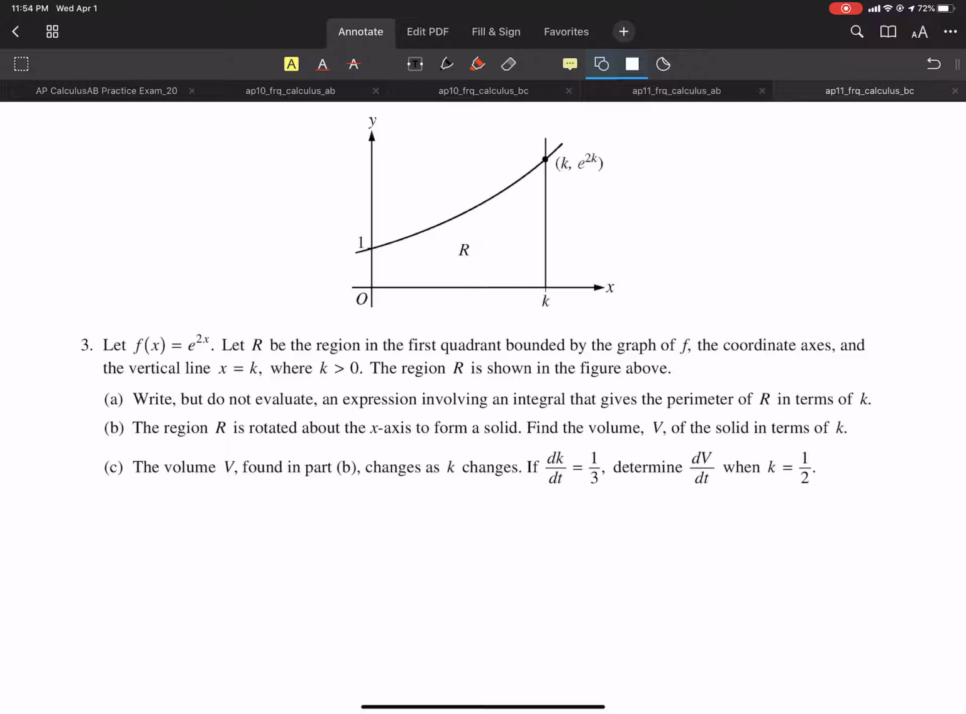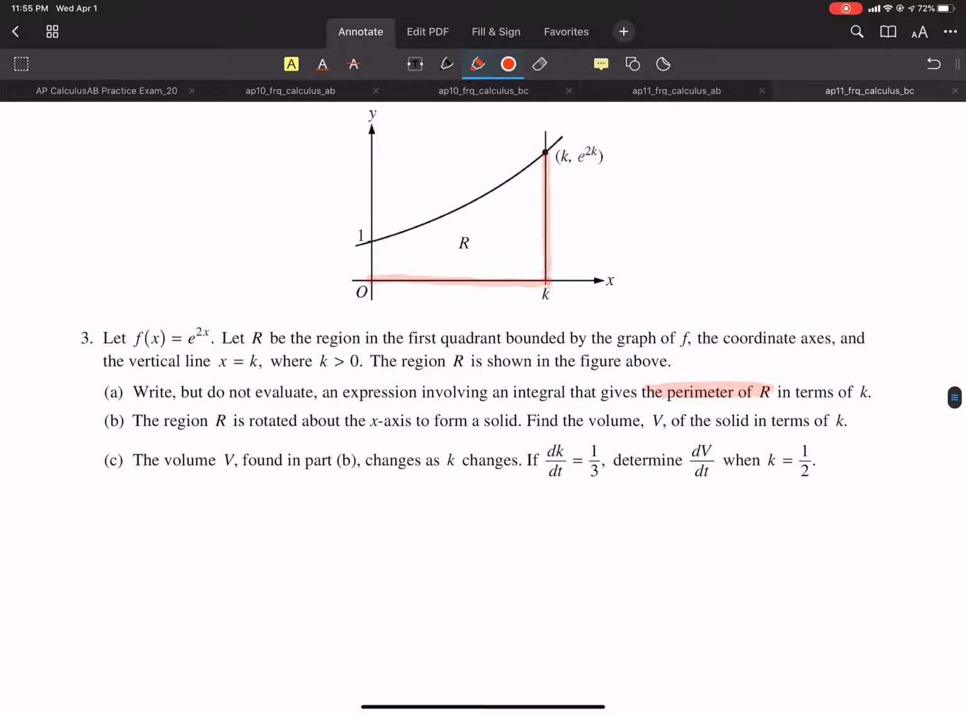This is 2011 Form A, number 3. So let's do this. So part A, we want the perimeter. So the perimeter, we're going to add up a few distances. That distance, that distance, that distance, and that distance. Not too bad, eh?